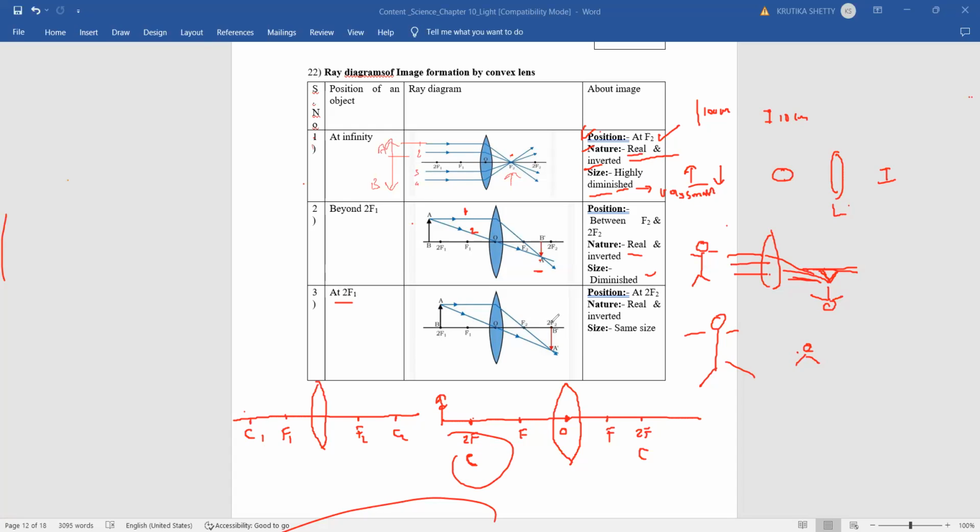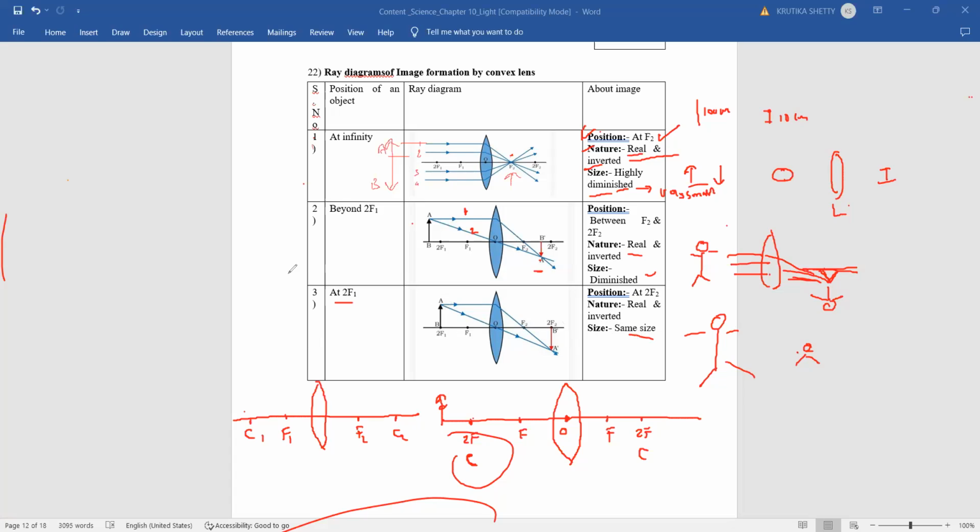It will form at 2f. So here the position is at 2f. Again, the nature is real and inverted, and the size will be same. The size will be same means whatever the object size is, if this is 10 centimeter, the image will also be 10 centimeter. So they are saying the size is same.